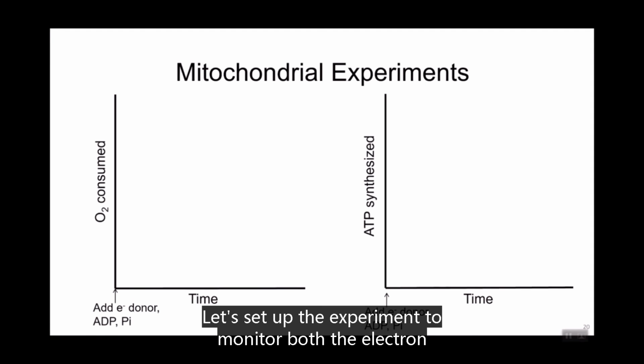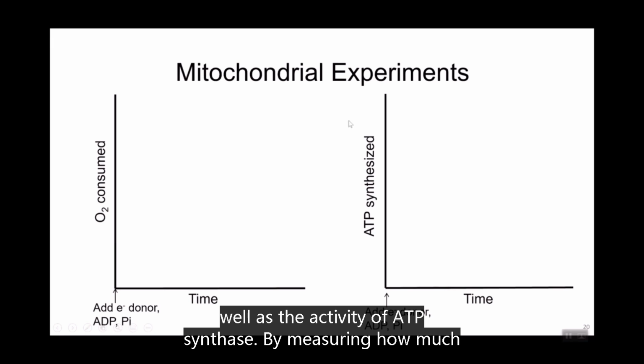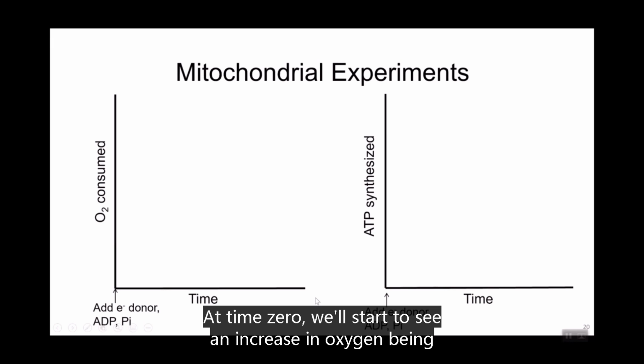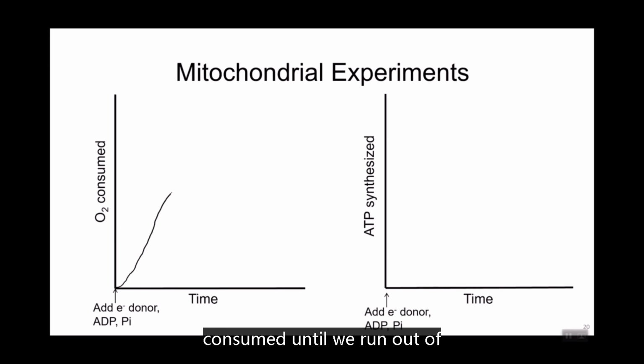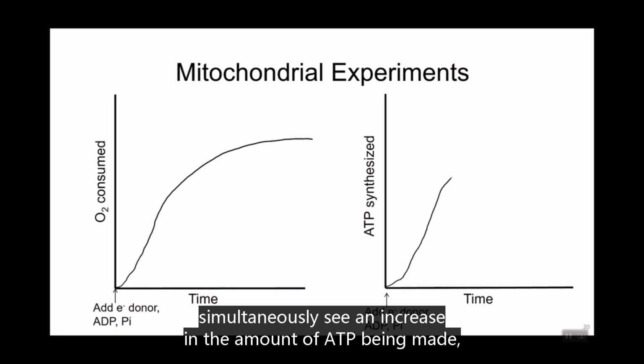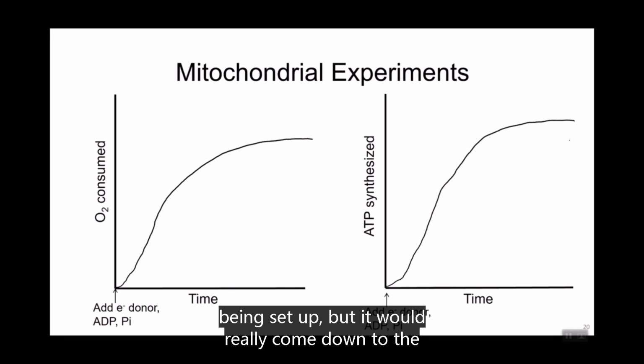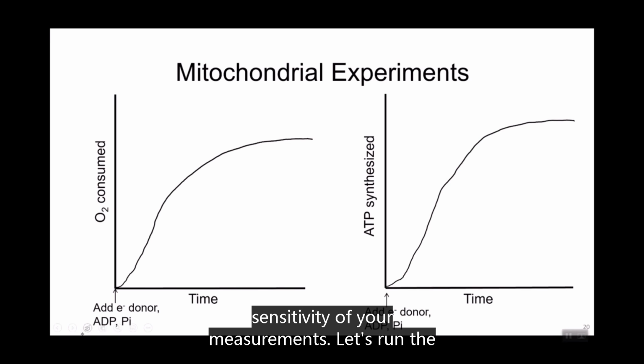Let's set up the experiment and monitor both the electron transport chain by measuring the amount of oxygen consumed, as well as the activity of ATP synthase by measuring how much ATP is produced. At time 0, we'll start to see an increase in oxygen being consumed until we run out of electron donors. For the same sample of mitochondria, we will simultaneously see an increase in the amount of ATP being made, and there might be a bit of a lag as the proton gradient is being set up, but it would really come down to the sensitivity of your measurements.